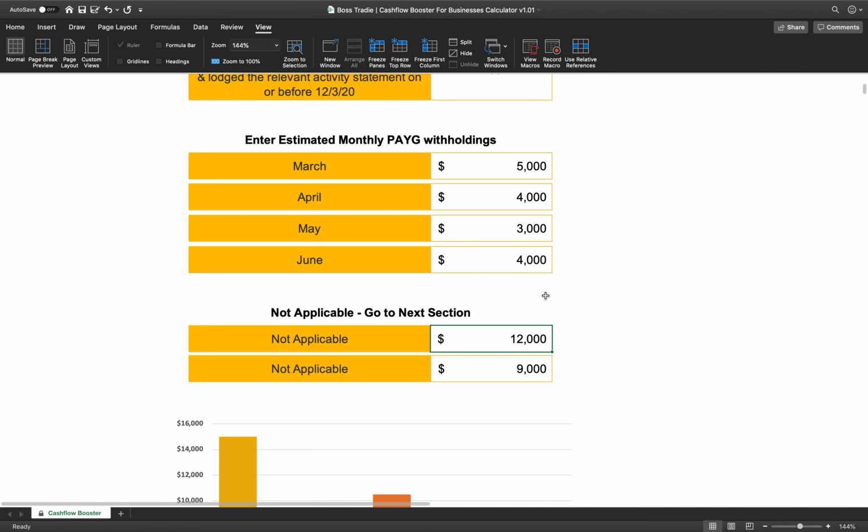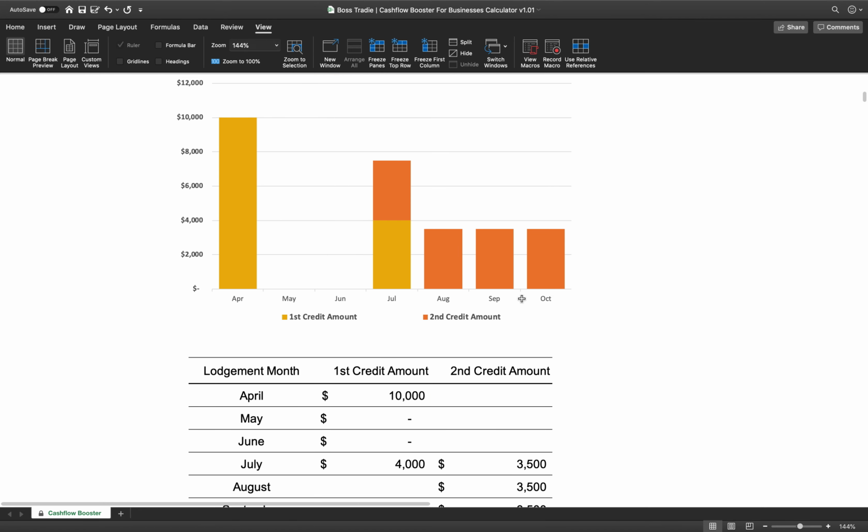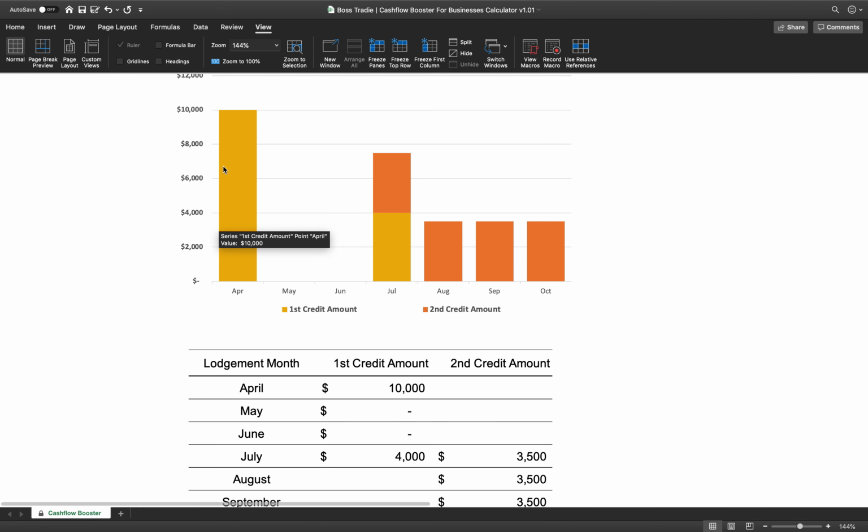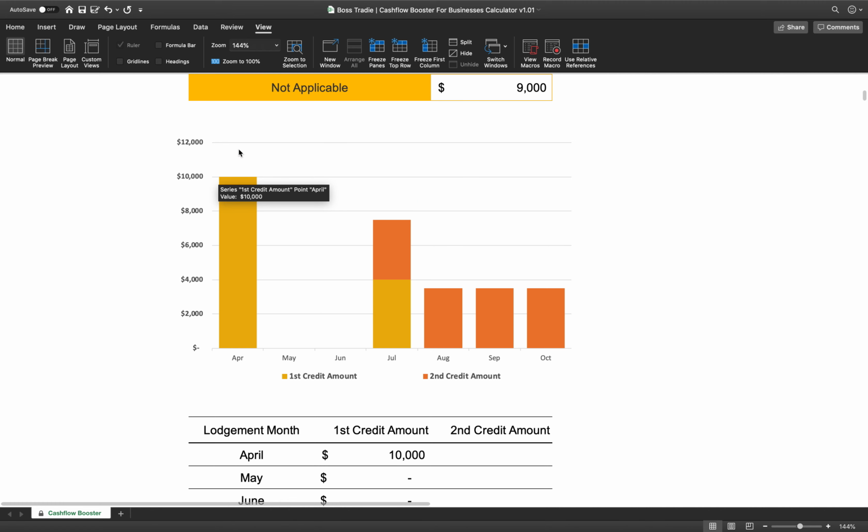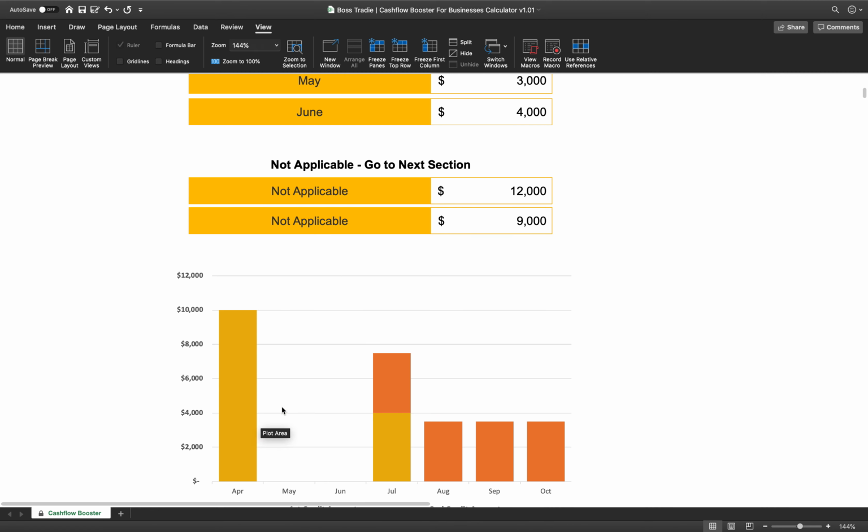And just for reference, if we were to make these figures lower over here, let's say in March it was just 1,000, you can see that you still get that minimum $10,000 in April because that's the minimum credit you'll receive regardless of how low your PAYG was for March. However, you will have to withhold an amount of PAYG that gets you over that $10,000 threshold in following months before you start getting extra credit.